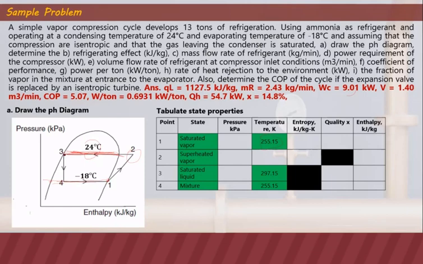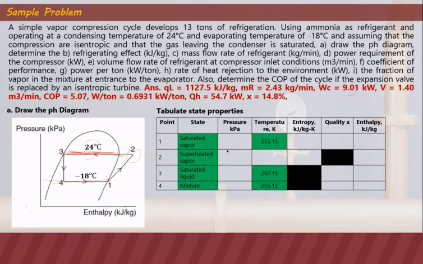At point 3, this one is in the saturated region. That's why it's 24 degrees Celsius plus 273.15, so we have 297.15 here. At point 4, it is the same temperature as point 1. That's why we have 255.15 Kelvin. So far, these are the known values.